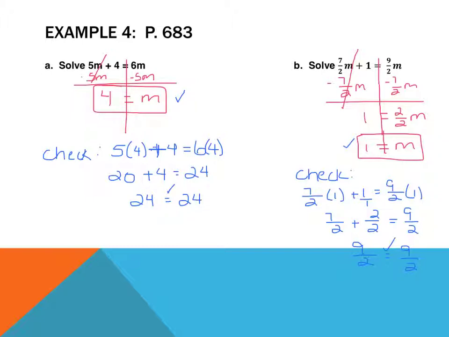Okay, so notice that right here, I just changed 1 over 1 to 2 over 2. If I reduce 2 over 2, it gives me 1. So all I did was get a common denominator so that I would be able to add those together.